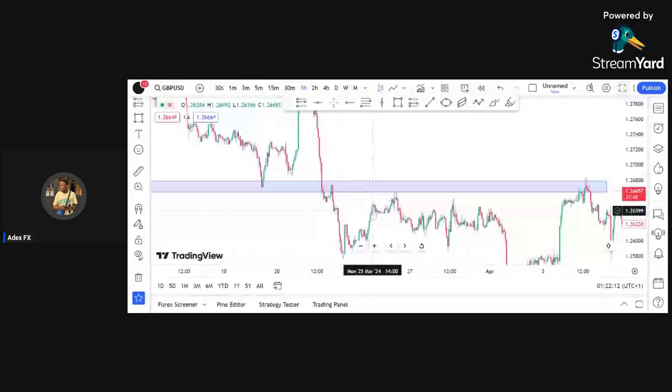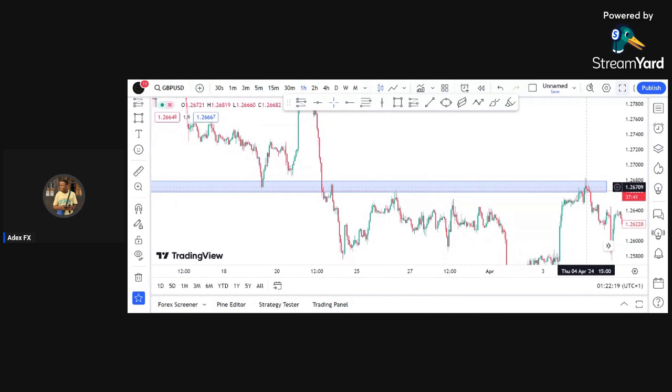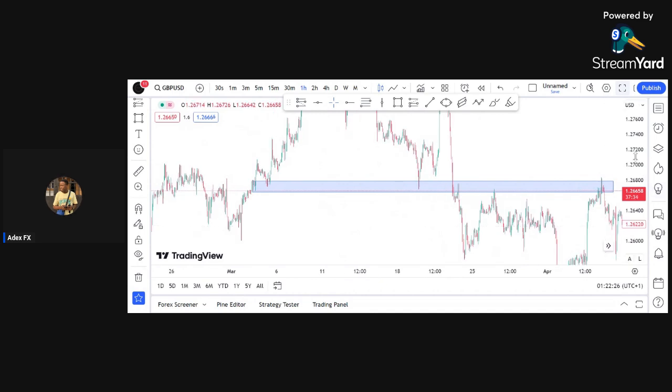It came back to that zone again, and it also gave us a drop. You can see it came back to that zone again, and it also gave us a drop. So that is how we trade the market.